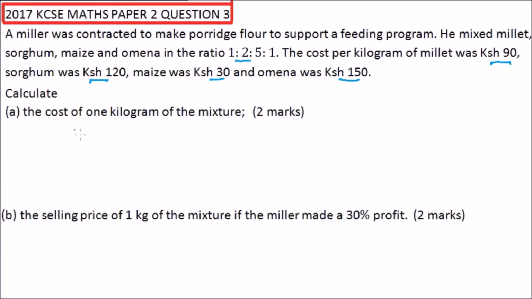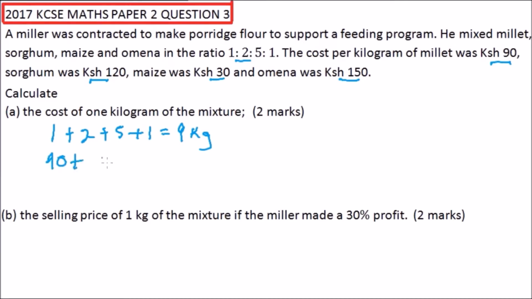So we will say here the miller took 1 kg of millet and mixed it with 2 kg of sorghum, then added 5 kg of maize and 1 kg of omena. So in total he got 9 kg. Then we find out how much the 1 kg of millet cost. A kg of millet cost 90 shillings.